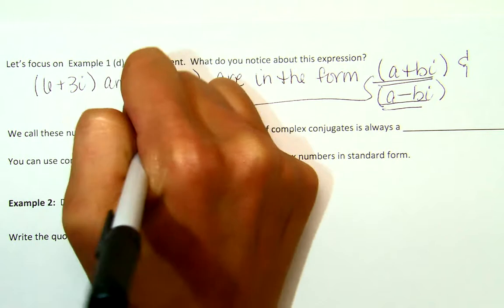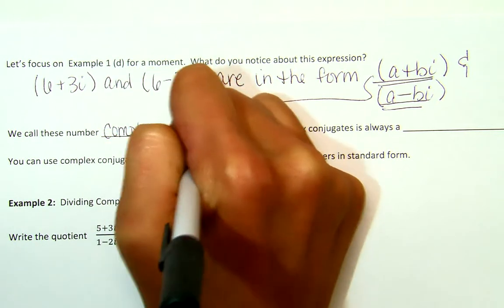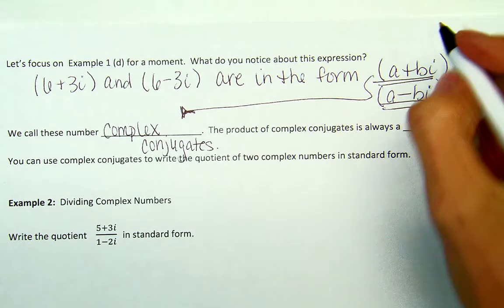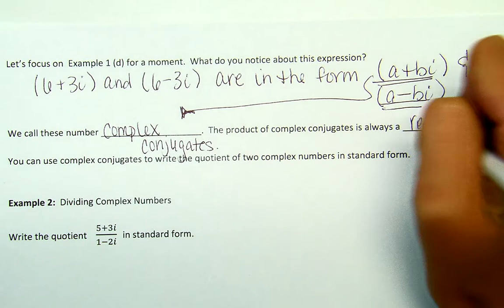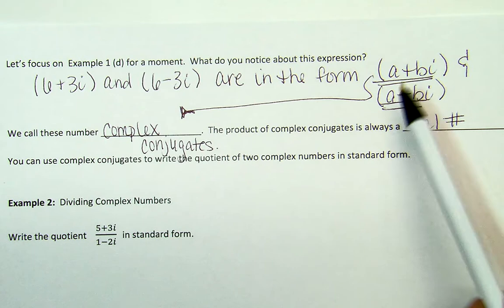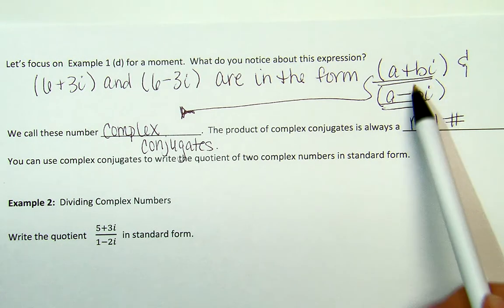complex conjugates. And the product, which means multiplication, the product of complex conjugates is always a real number. Always a real number. And that happens because we have the exact same values in for a, the exact same values in for bi, but the difference is one is positive and one is negative.